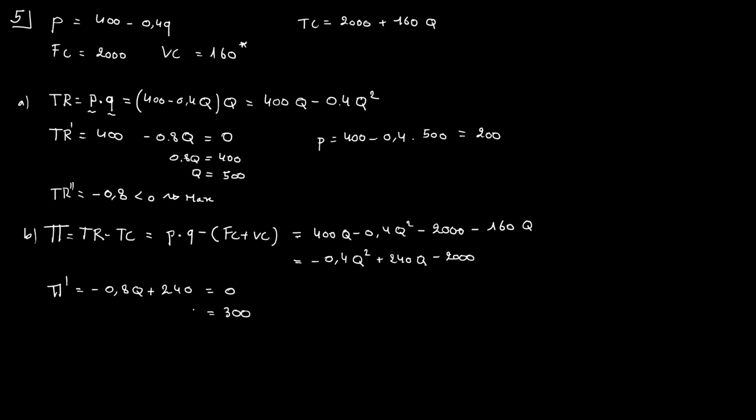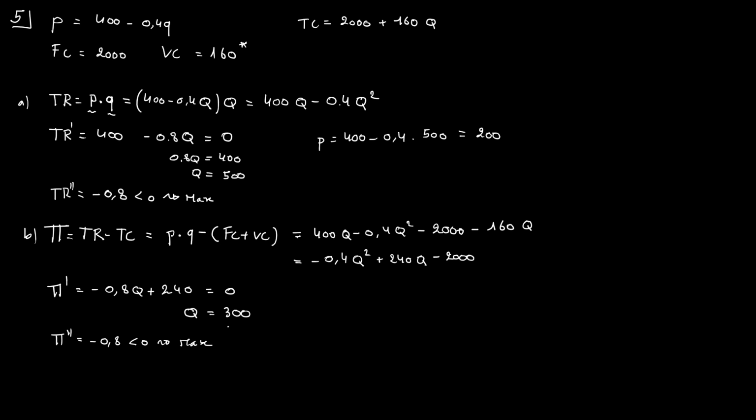Again, let's evaluate whether this is truly a maximum or a minimum. How do we do that? We could take, again, the second order derivative. Of course, you could have already seen it's the same kind of function as over here, so you would already know. But here, the second order derivative is negative 0.8. Again, it's smaller than 0, so we find that that's truly a maximum.